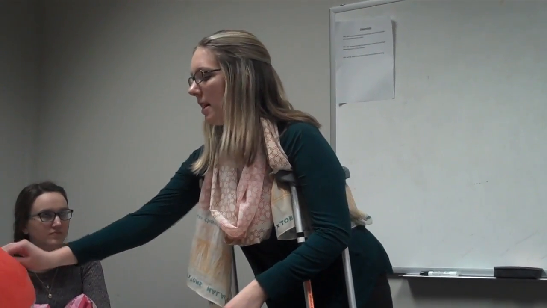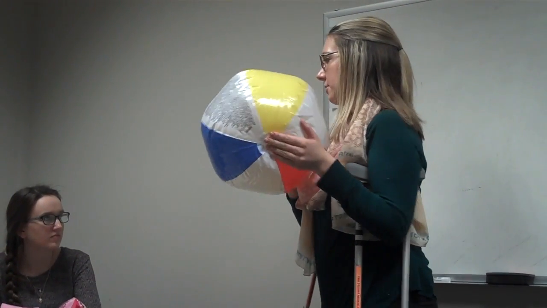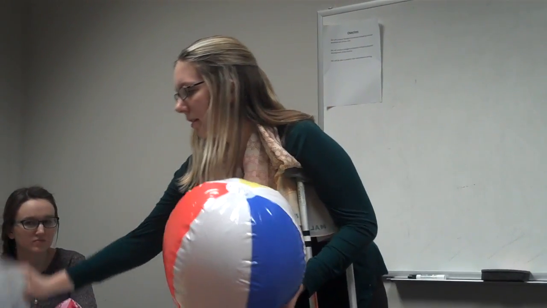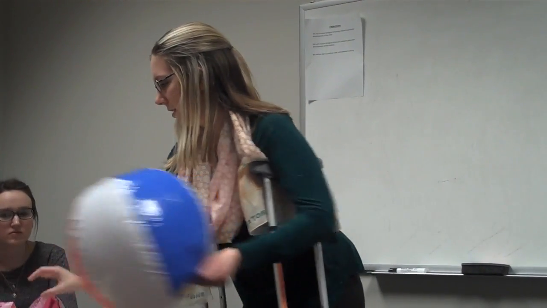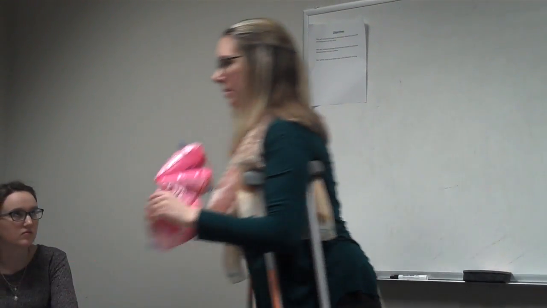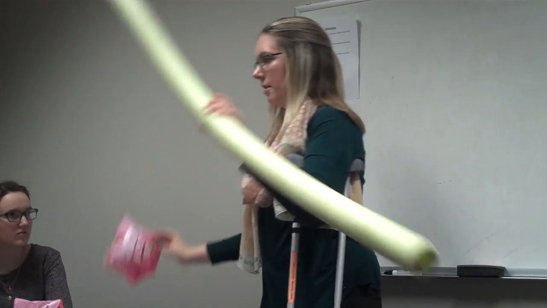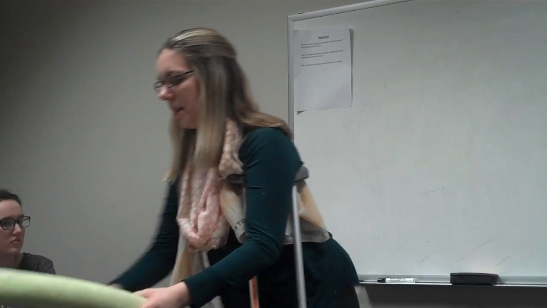Alright students, so today we're going to learn about conception. Our beach ball is going to represent the ovary. The inner tube is our uterus. The water wings are our eggs. We're only going to use one right now. And then our noodle is our fallopian tube. Oh, and then we have our sperm, which is our diving sticks and the Expo markers.